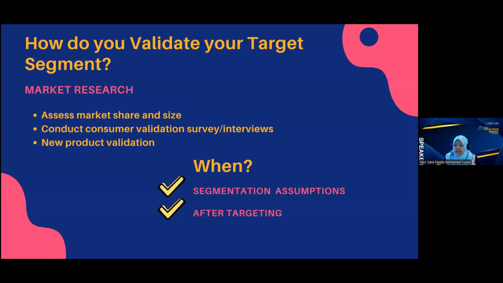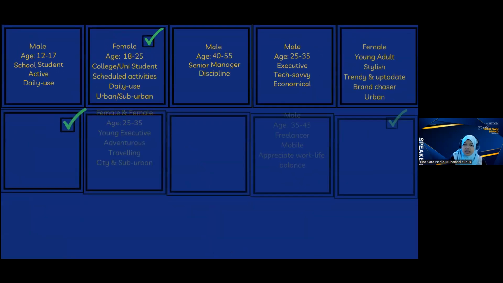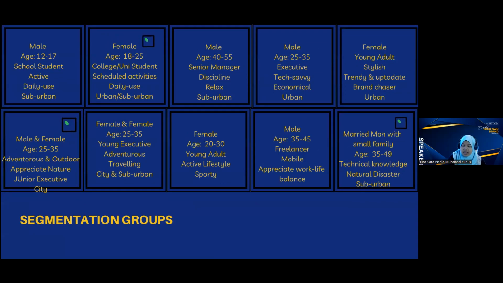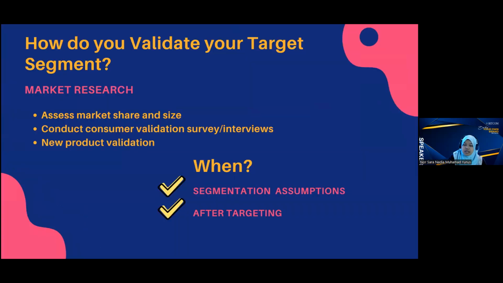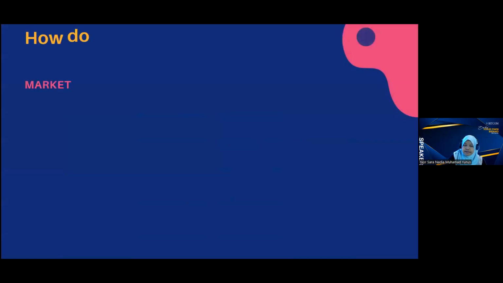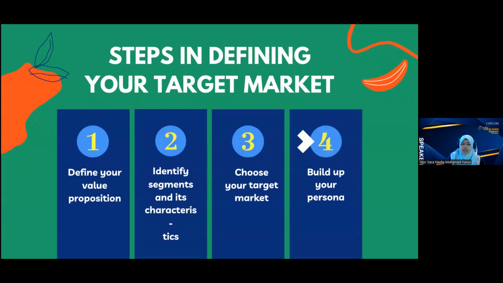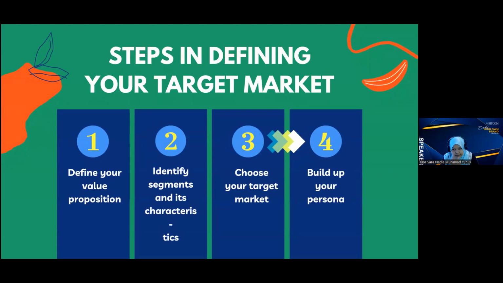This assumption, we can validate the assumption first. The second best, and this is the most important for us to use market research in validating our target segment, is after we finish with our targeting. We've done with our 3 groups tadi kan? We have 3 groups tadi yang kita dah pilih. So to validate this, it's best for you to conduct market research, right? All right, we've done on validating your target segment. Okay, are we going to stop there at stage number 3?